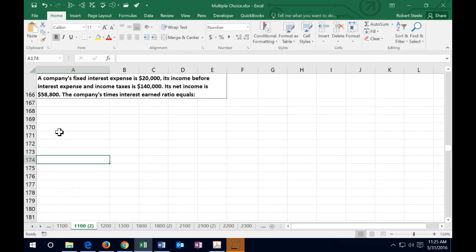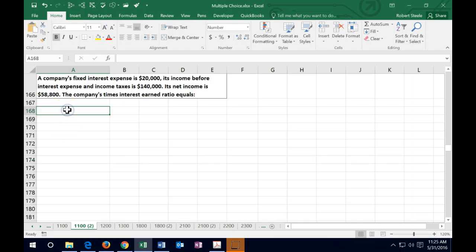Next one says that a company's fixed interest expense is $20,000, its income before interest expense and income taxes is $140,000, its net income is $58,800. The company's times interest earned ratio is what?